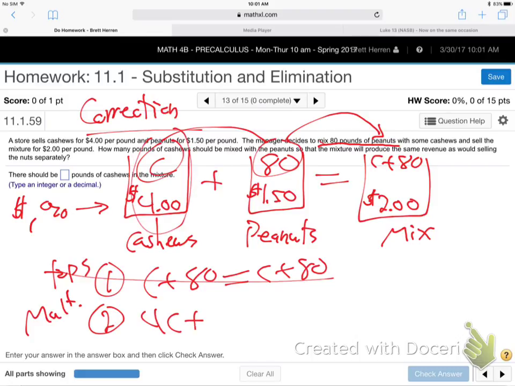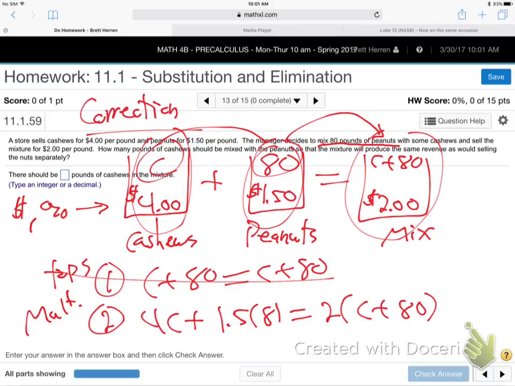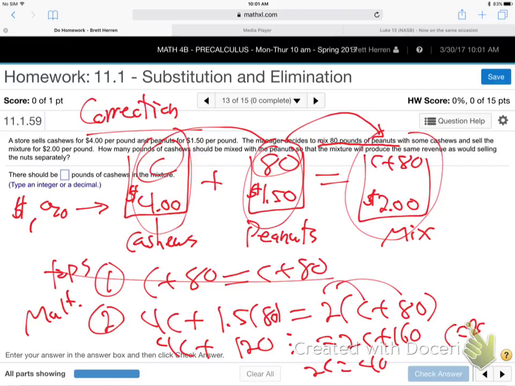Multiply 4 times C, multiply 1.50 times 80 equals multiply 2 times C plus 80. So there's your equation. Solve that. It's only got one letter. Just distribute here, right? 2C plus 160, 4C. Did I do something bad again? Oh, 80. Yeah, there we go. That's like 120. And then just solve. First, yeah, I think it's 2C is 40. I think C is 20. So there we go. C is 20. 20 pounds of cashews, at least for my numbers. All right, so there's the correction.